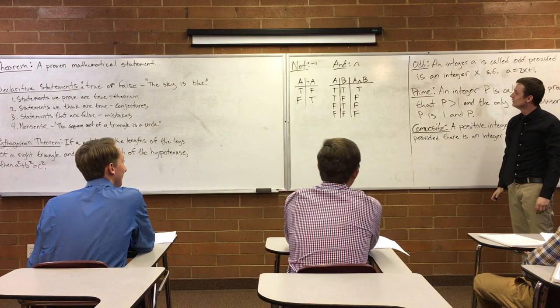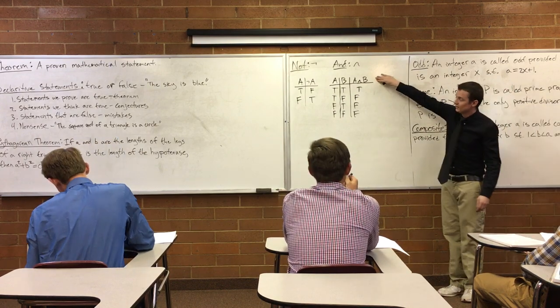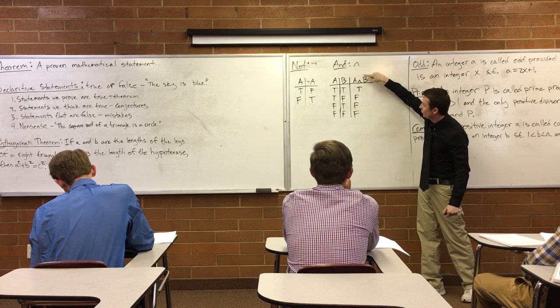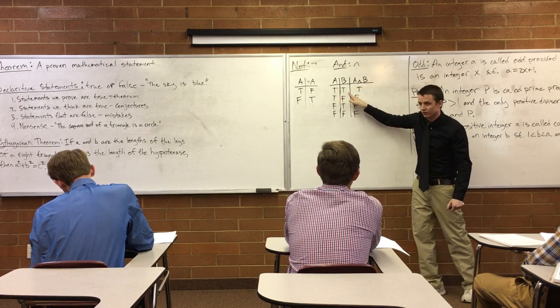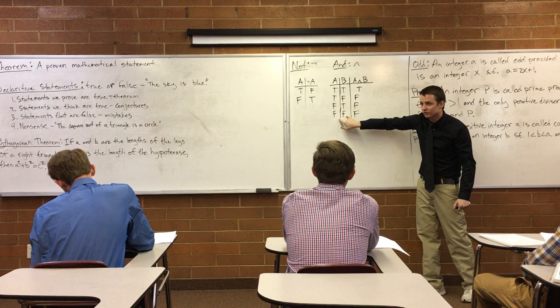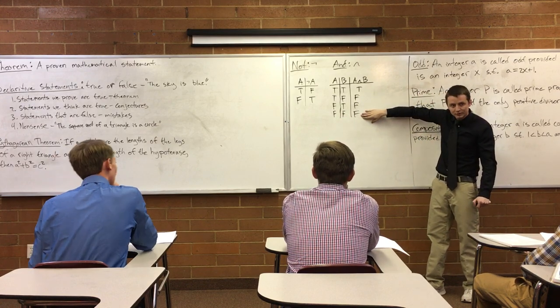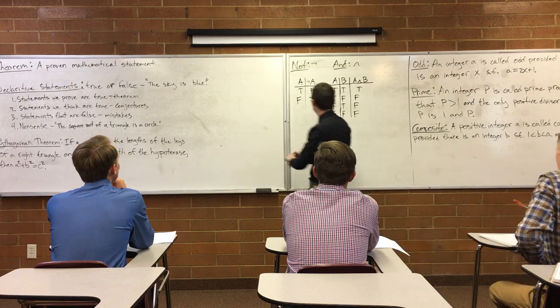All right. So that's and. Does that make sense? An and statement is only true if both the statements I was using are true. If one of them is false, then the output is false. You with me? Yeah. All right, let's move on to or.